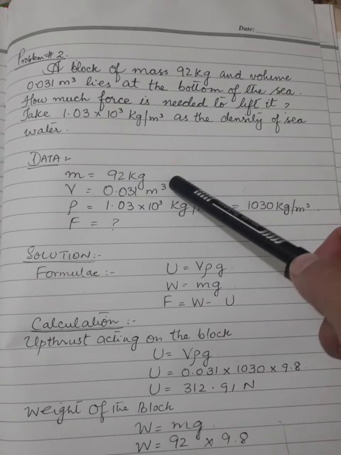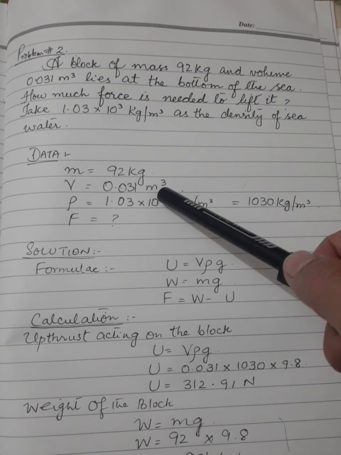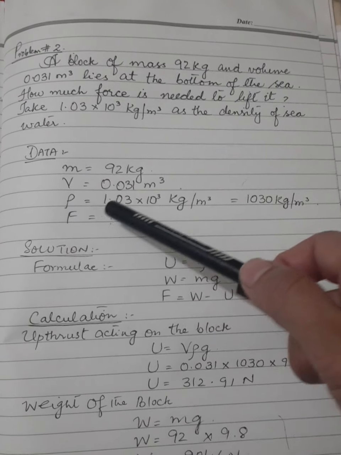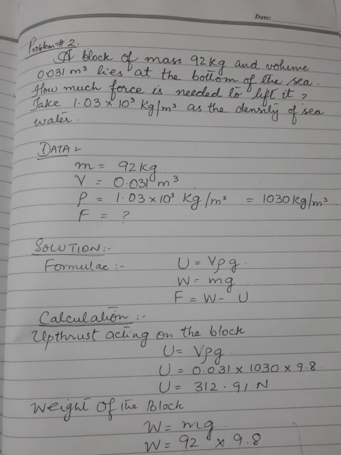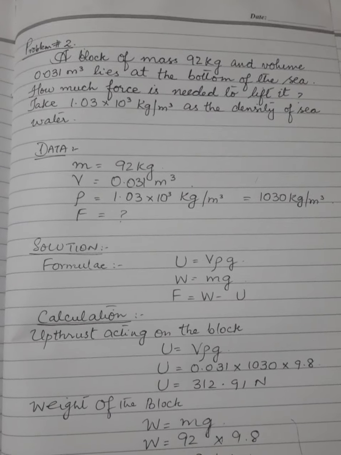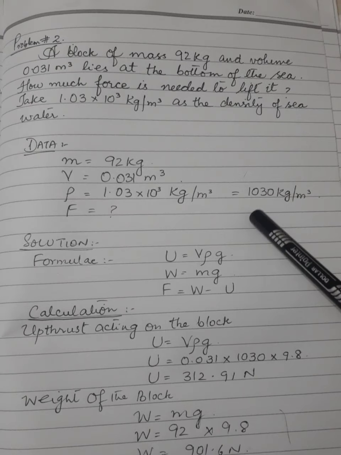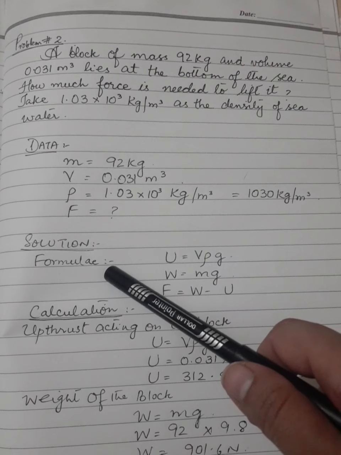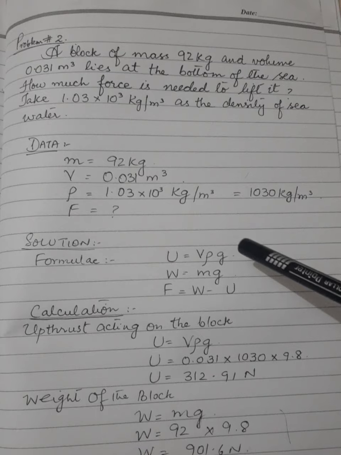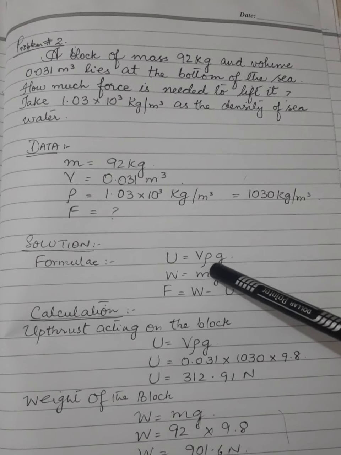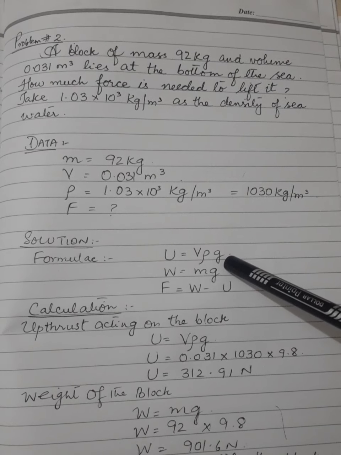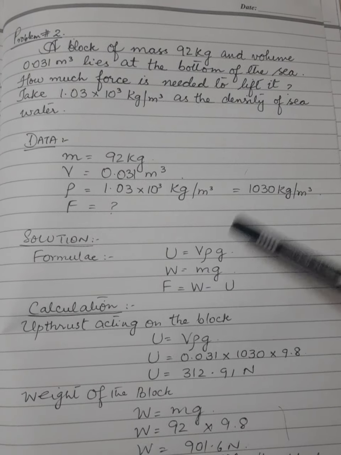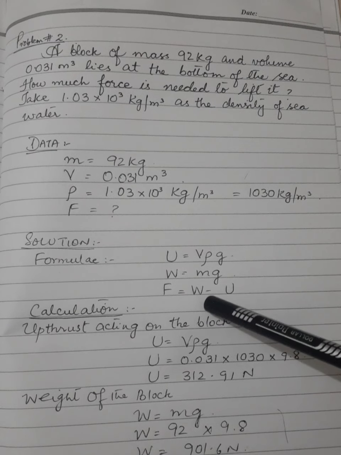So the mass is 92 kg, volume is 0.031 meter cube, and density, rho being the symbol of density, is 1.03 into 10 power 3 kilogram per meter cube. You can write it as it is, or you can convert it to 1030 kilogram per meter cube. For finding the solution, we have the formula number 1, U is equal to V rho g, which is used for finding the upthrust force. Then W is equal to mg, simple, and F is equal to W minus upthrust force.